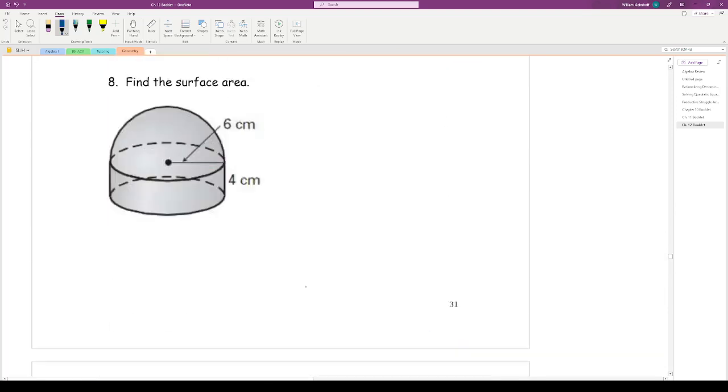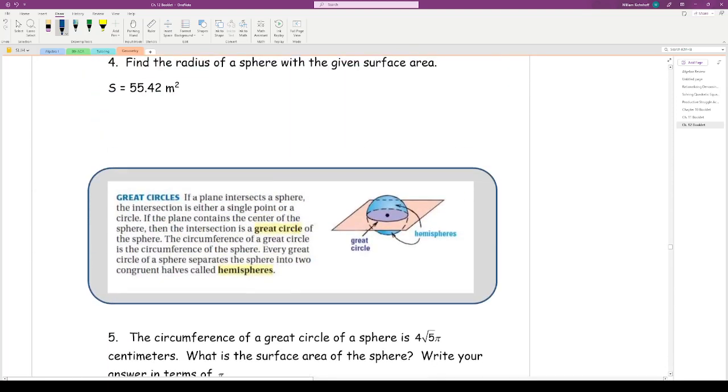So the main new concept here was great circles. That one you hadn't heard about, and this idea of planes and circles intersecting and forming different circles with their intersections.